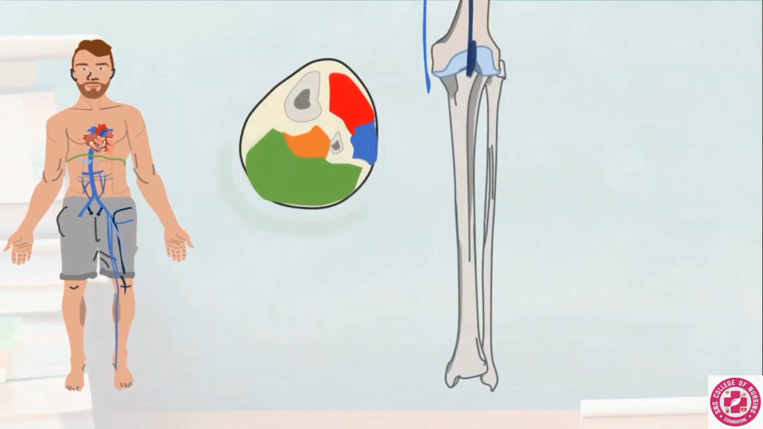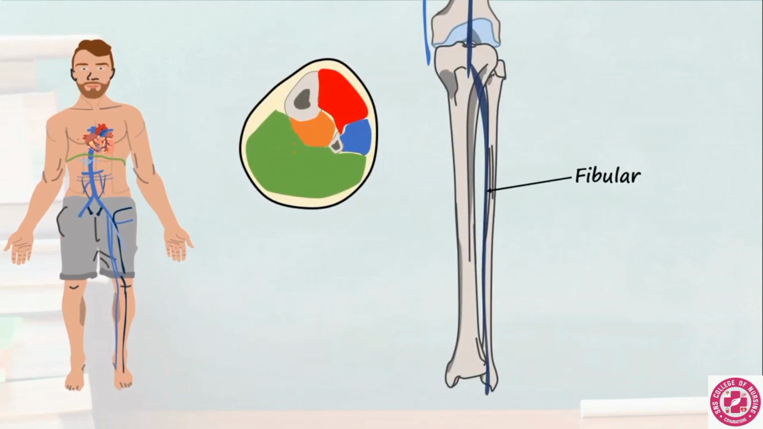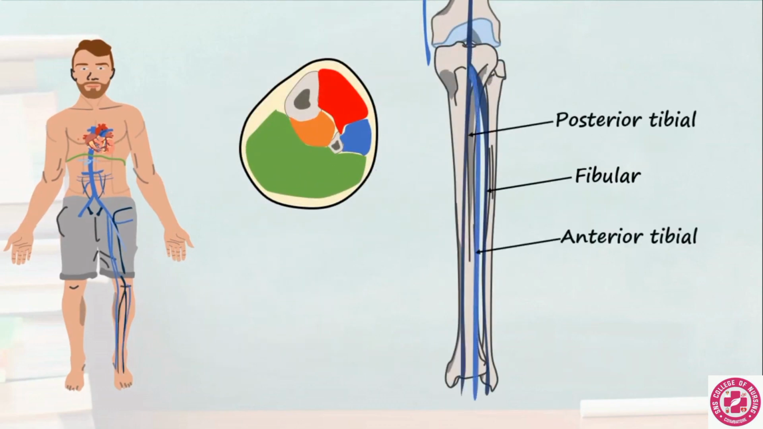In the leg, the popliteal vein receives the vena comitantes from the fibula, posterior tibial and anterior tibial veins, which drain the lateral, posterior and anterior compartments respectively.